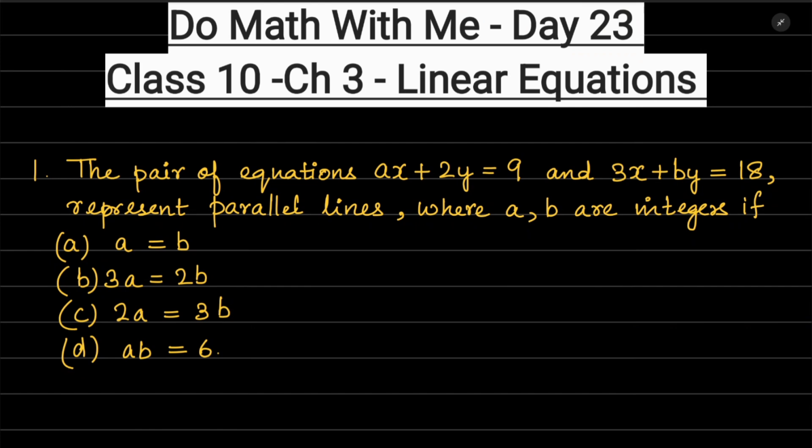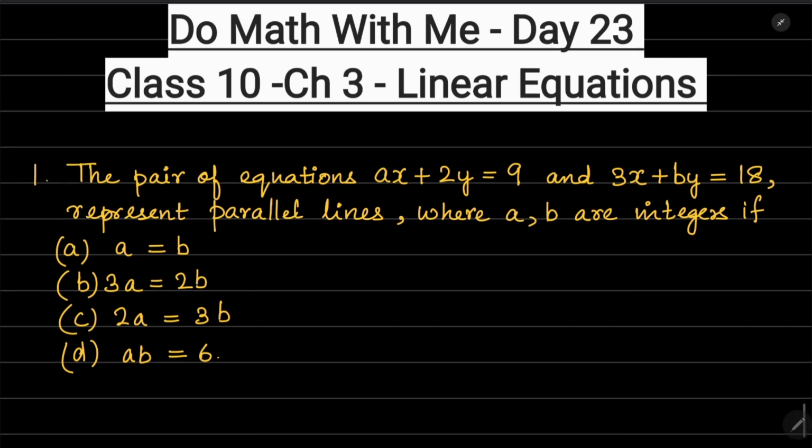Let's get started. The first question for the day. The pair of equations ax plus 2y equal to 9. Okay, so this is a linear equation. Another linear equation is 3x plus by equal to 18. They represent parallel lines. So what is the information that's given to you? Each of these is a straight line, right? If you're graphically plotting a linear equation, it's always a straight line. So the pair of equations represent parallel lines. That means this line and the second line are parallel to each other, where a and b are said to be integers. If you have to find a relationship between a and b.